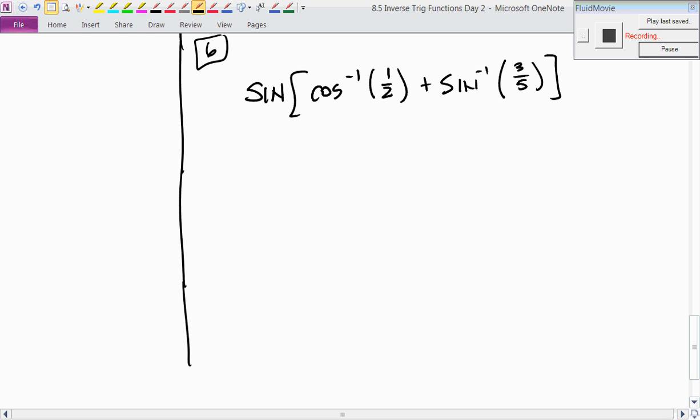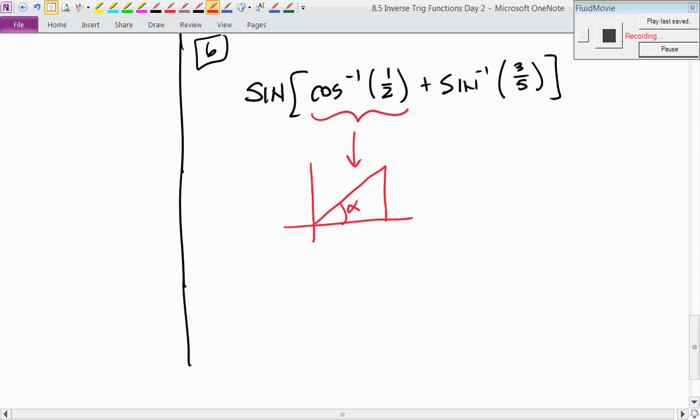Where does cosine live? 1 and 2. Okay, so here's what we do. Take this information and draw a picture. You gotta draw a picture. So it's positive. So cosine lives in quadrants 1 and 2. So I'm going to call this angle, I'm going to just call it alpha for now. All right? And I know something about alpha.